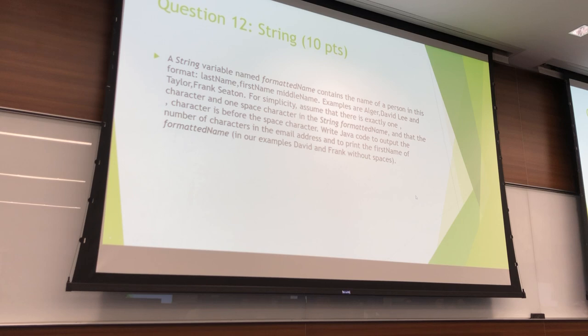Look at that question. There's a string variable named formattedName that contains the name of a person in this format: last name, comma, first name, space, middle name. Examples are Alger, comma, David, space, Lee, or Taylor, comma, Frank, space, C. It's just last name, comma, first name, space, middle name. Notice that there's no space after the comma, though. That's very important for what we're going to do.